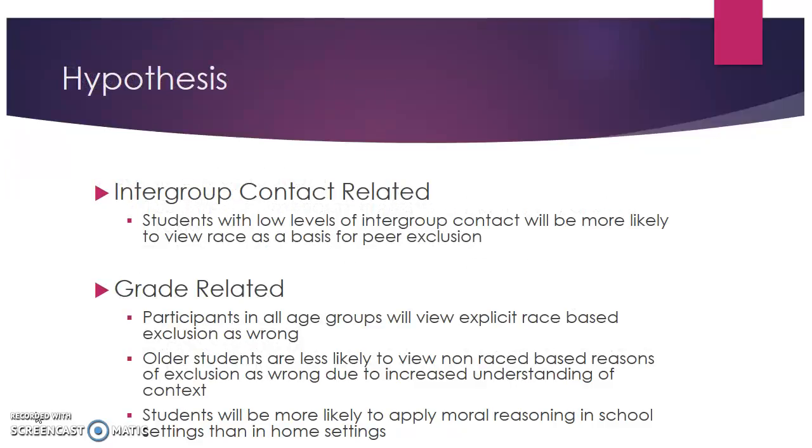The hypothesis looked for students having a low level of intergroup contact to be more likely to view race as a basis for peer exclusion. Participants in all age groups will view explicit race-based exclusion as wrong. Older students are less likely to view non-race-based reasons of exclusion as wrong due to an increased understanding of context. Students will also be more likely to apply moral reasoning in school settings than in home settings.